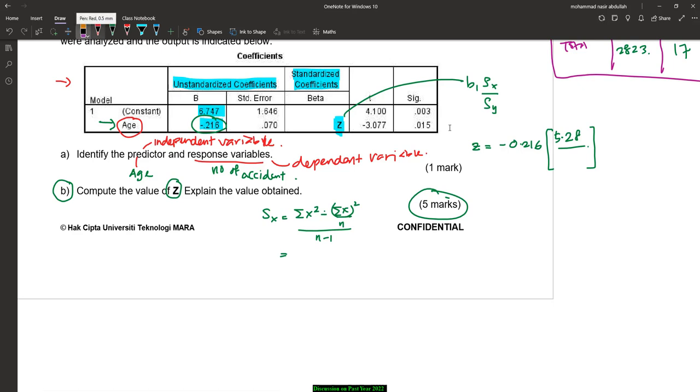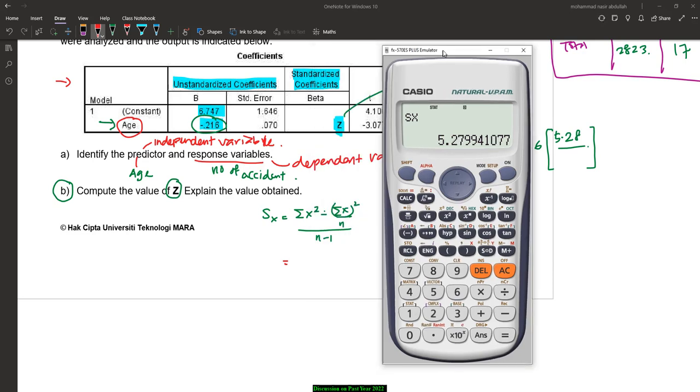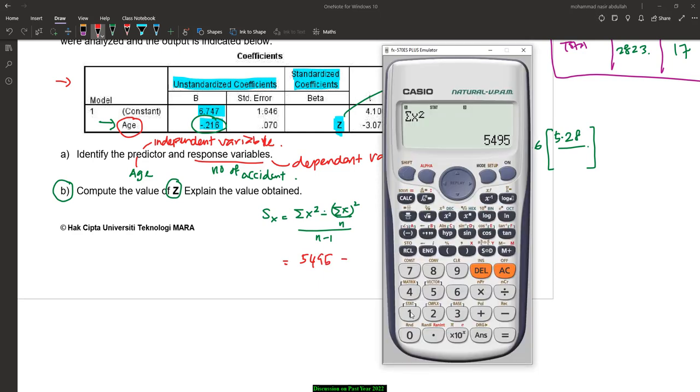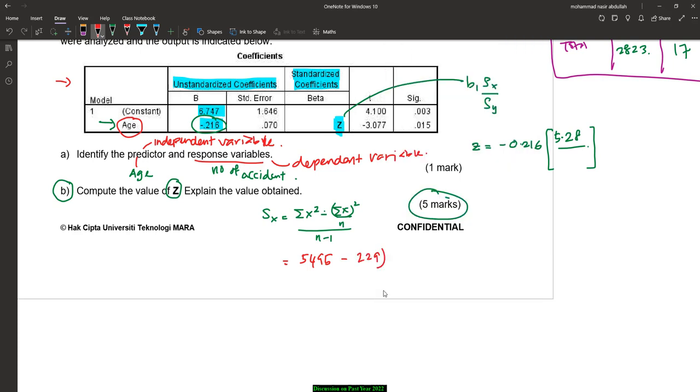So you need to input all the values in this standard deviation. So this one should be summation of X squared, number 1, it should be 5495. So minus, you just do this for the sake of marks. By default you already know 229 squared divided by 10, divided by 9. So this one should be 5.28. Very simple.